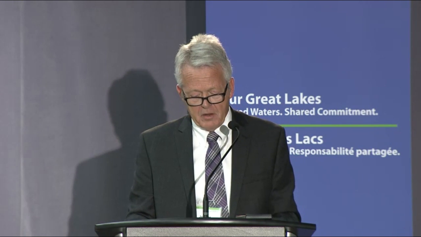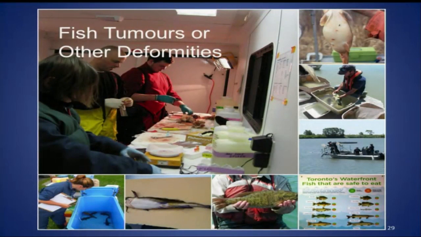Fish tumors and other deformities have been a problem in 9 of the 17 Canadian AOCs, mainly the result of contaminants in water and sediment working their way up the food chain. Restoration targets have been achieved in 5 AOCs, and they have been redesignated as not impaired. We anticipate that 2 more will soon be redesignated to not impaired status, and that will leave only 2 AOCs on the Canadian side, Hamilton and St. Mary's River, with this impairment. And in these AOCs, the incidence of fish tumors appears, at least right now, to be declining.